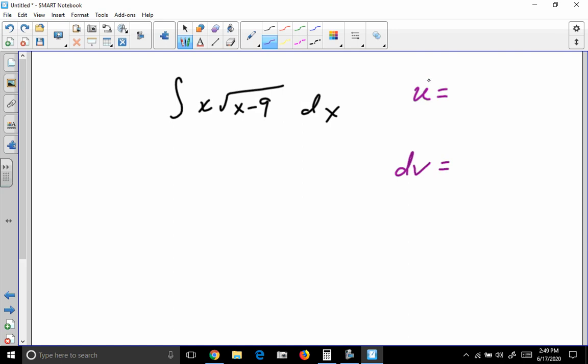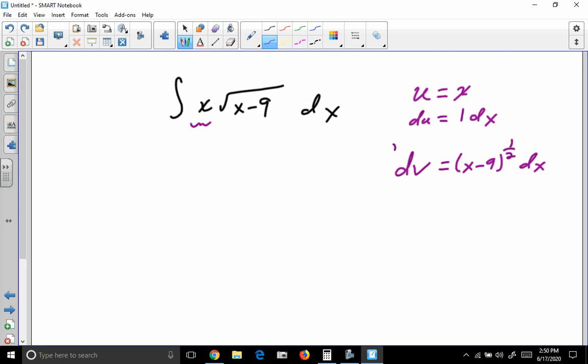So again, as we said, when we pick our u and our dv, we want it to get simpler when we take the derivative. If something becomes more complicated, then we want to maybe think again. And dv has to be something that we can integrate. So notice, if we take the derivative of that, it becomes a 1. So let's let the x be u, so that when we take du, we get 1 dx. That would leave the square root, or x minus 9 to the 1/2 dx, as our dv.